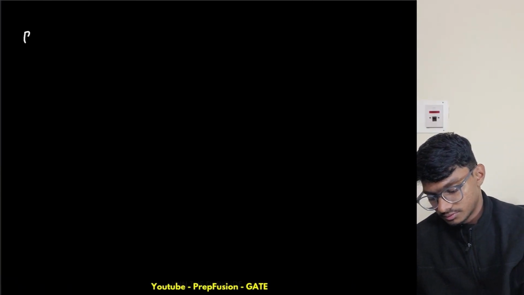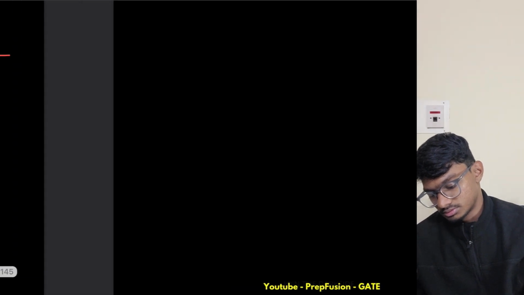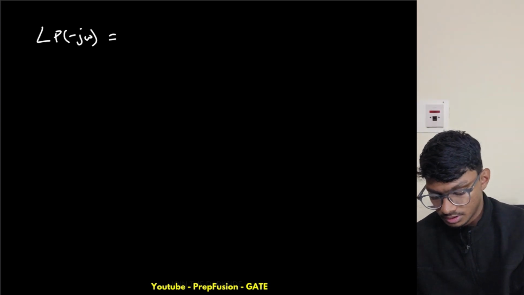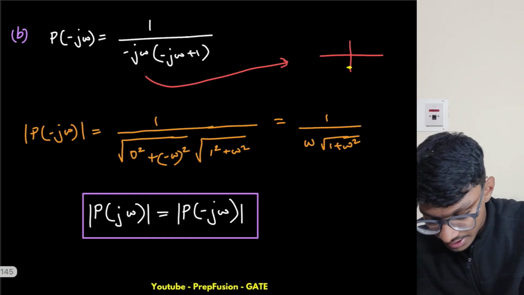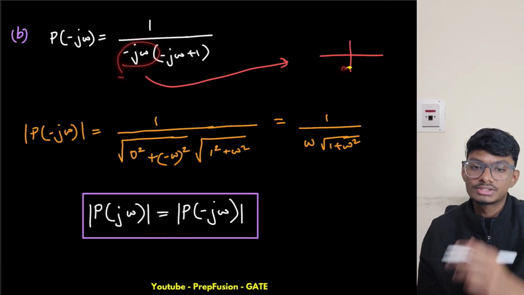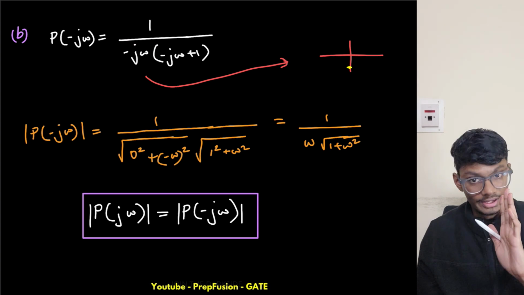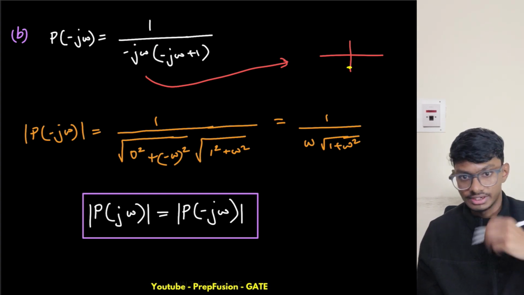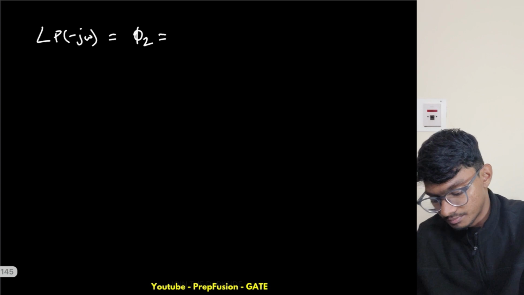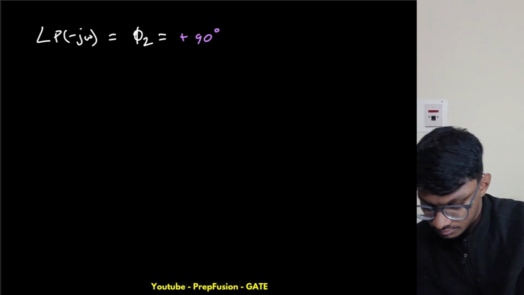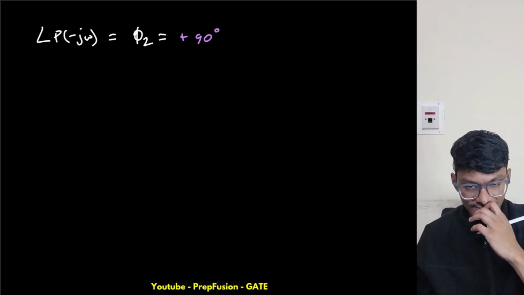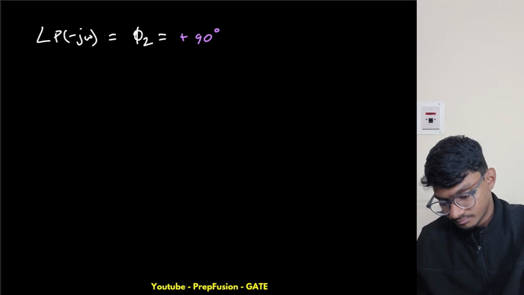Basically, the phase angle, the angle of P of minus j omega, let's name this as phi 2. And what I am seeing is that it is in this region. So due to this, what is the angle contribution? It is basically minus 90. And it is in the denominator, so the sign will interchange. So it will become plus 90. So now this is plus 90.